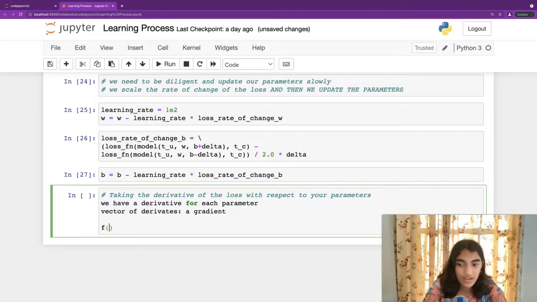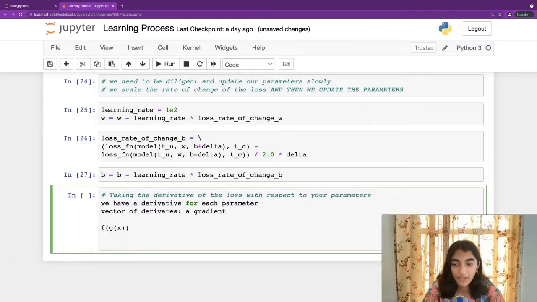If we have a function of a function, a composition of functions, the derivative of f of g of x depends on the derivative of g of x. We have f prime of g of x, and then we multiply it by the derivative of g of x, looking at g of x in isolation and taking the derivative of that. Okay, so that's the chain rule.